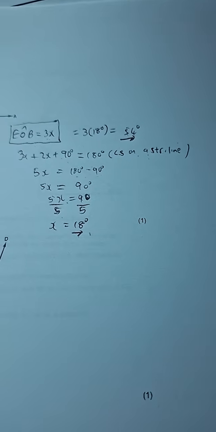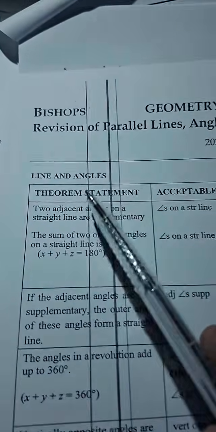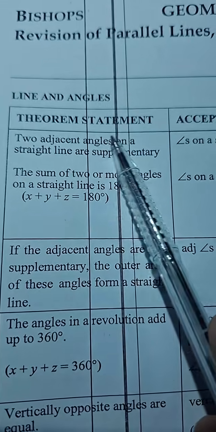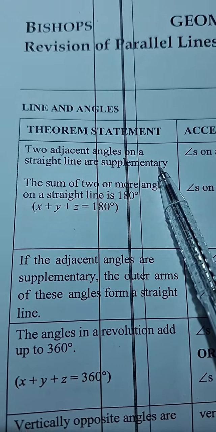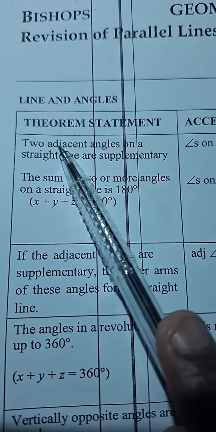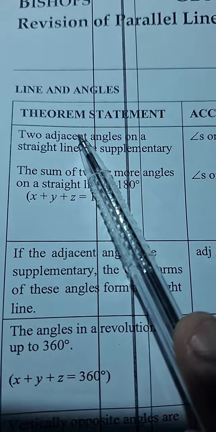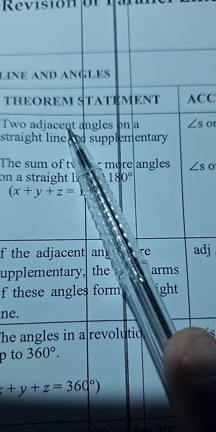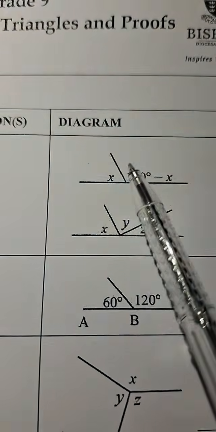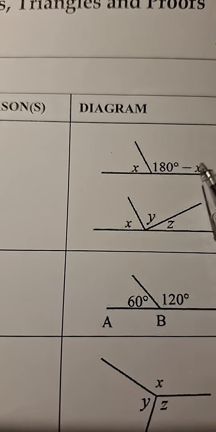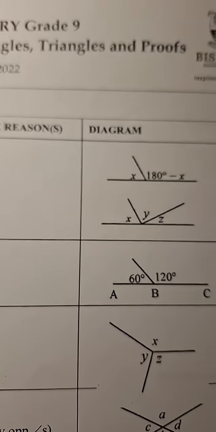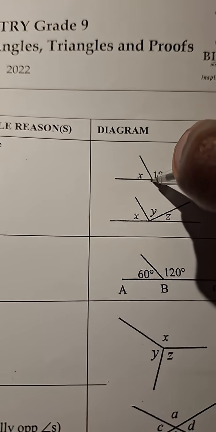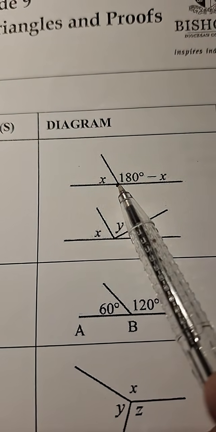So guys, let's see this thing. Angles on a straight line. I just want to bring this to your attention. We say that two adjacent angles on a straight line are supplementary. I repeat, two adjacent. This word adjacent means angles that are next to each other. These here, this x and this 180 minus x are next to each other directly. Okay, they have a common vertex. That's what we mean by adjacent angles. Angles that have a common vertex.